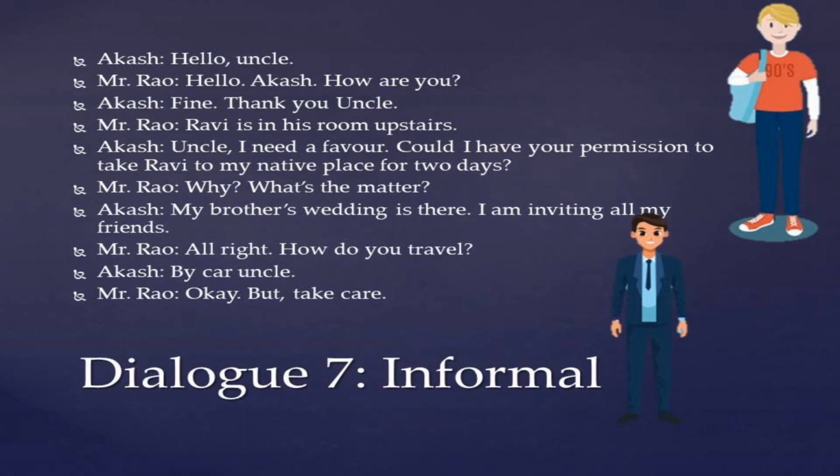And Mr. Rao says, hello, Akash. How are you? Fine, thank you, uncle. Mr. Rao says, Ravi is in his room upstairs. Akash says, uncle, I need a favor. Could I have your permission to take Ravi to my native place for 2 days? Why, what's the matter? Mr. Rao says. My brother's wedding is there and I'm inviting all my friends. Oh, then it's okay. All right. How do you travel? By car, uncle, says. Mr. Rao says, okay, but take care.